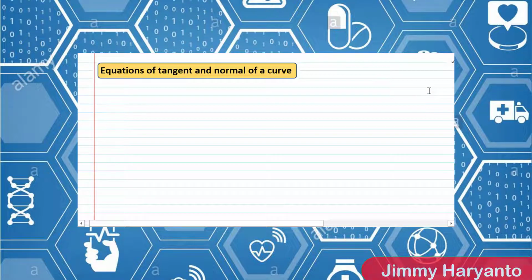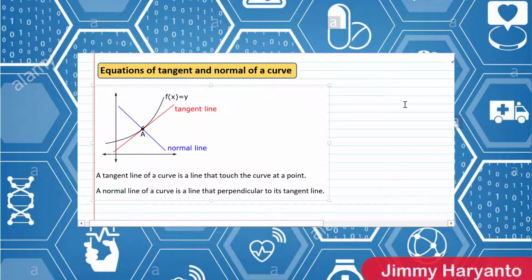Okay, the next session will be equations of tangent and normal of a curve. So take a look at this diagram. In this diagram, I have this curve for the equation of f(x) equals to something, or y equals to something, and I have this point A, and then I can draw a tangent line like this. So this is called the tangent line, and the blue one is called the normal line at point A. Both of them are aligned at point A.